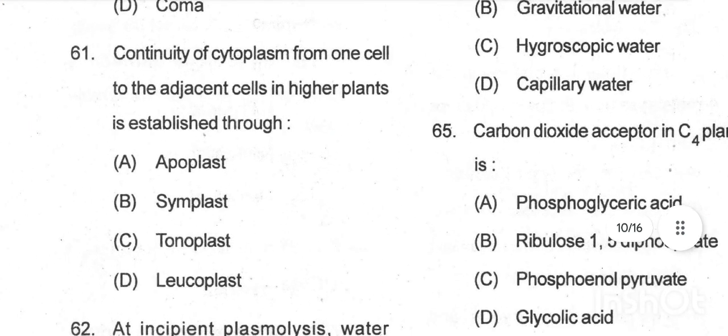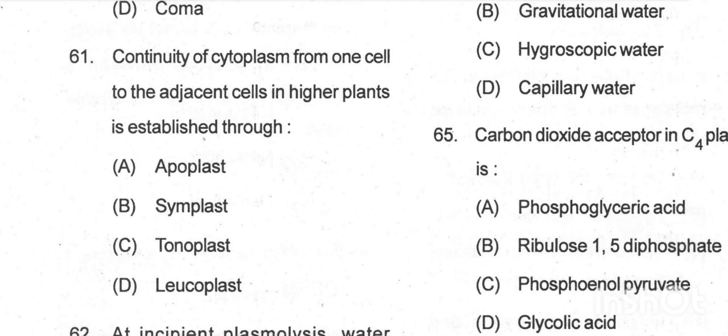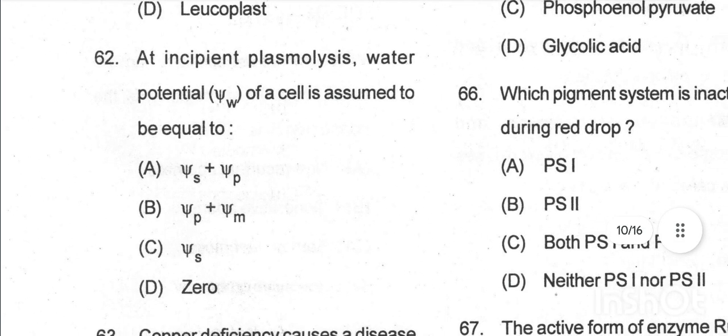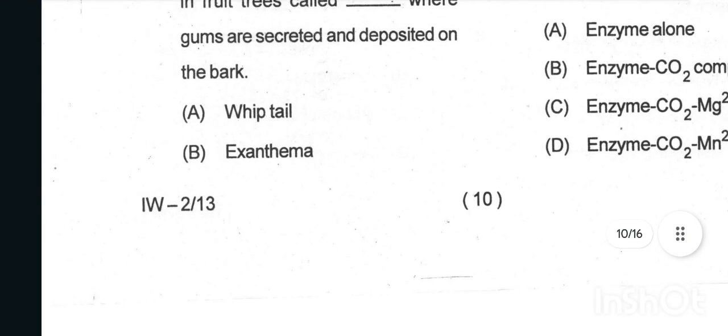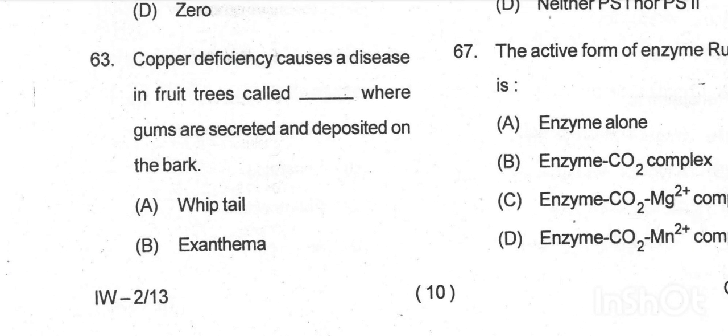Then question number 61, continuity of cytoplasm from one cell to the adjacent cells in higher plants is established through symplast, while the non-living pathway is called apoplast. And at incipient plasmolysis, water potential psi W of the cell is assumed to be equal to solute potential, that is psi S. Option C is the correct one. Then copper deficiency causes a disease in fruit trees called dash, where gums are secreted and deposited on the bark. It is called exanthema.